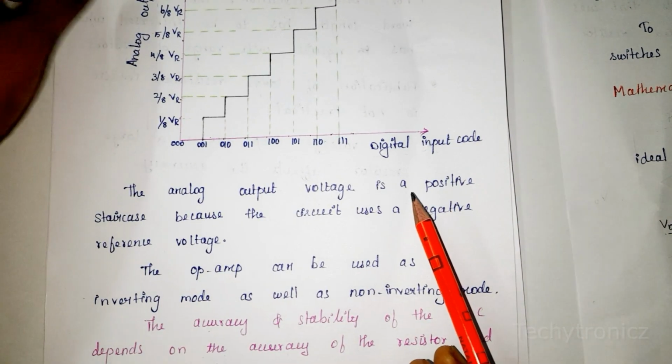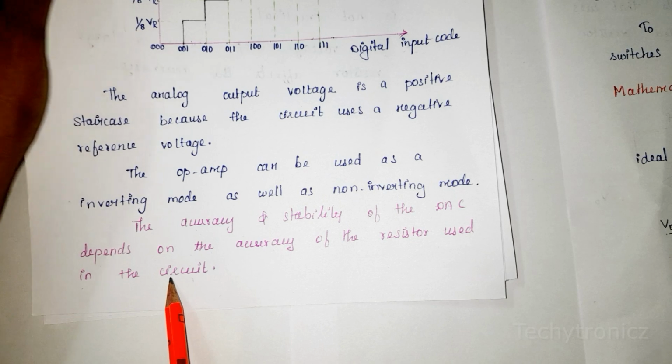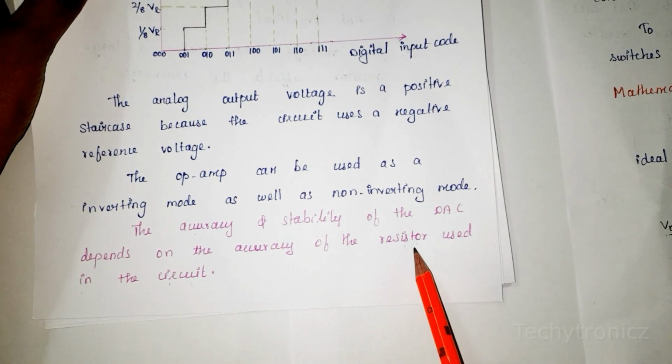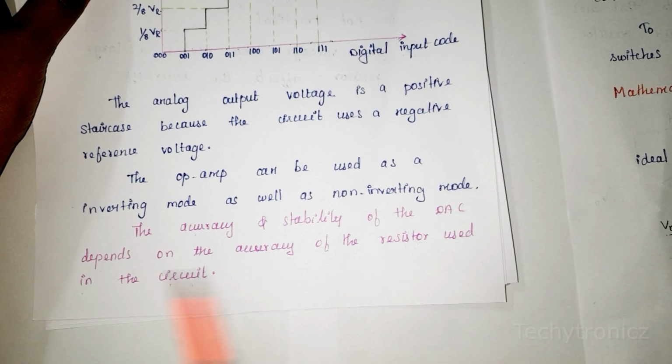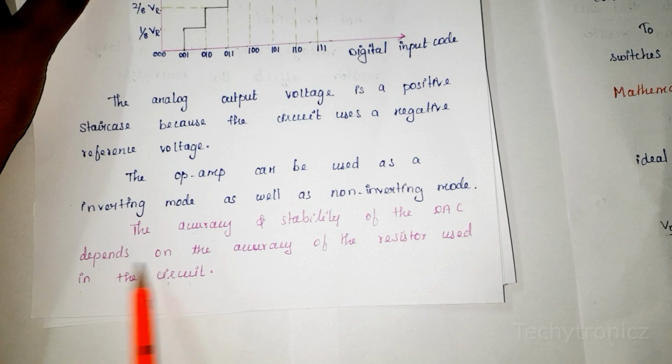Then what is the circuit accuracy? The circuit accuracy and stability depend on the accuracy of the resistors used in this circuit: which type of resistor, what the resistance value is, and what the weightage of the resistance is. Depending upon that, we can say the accuracy and stability of the digital to analog converter.